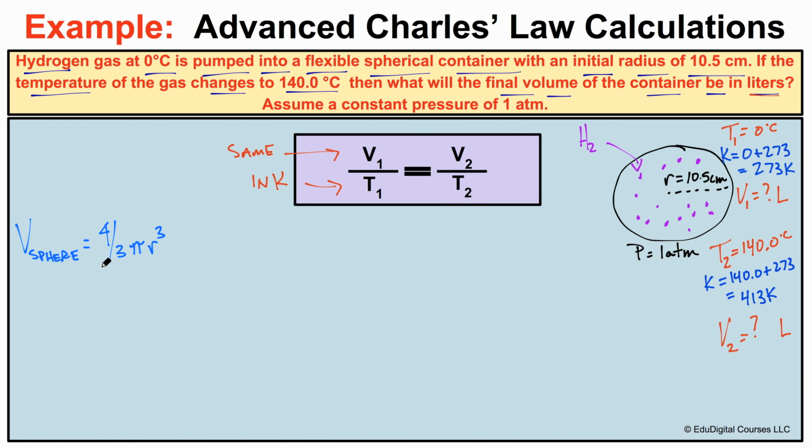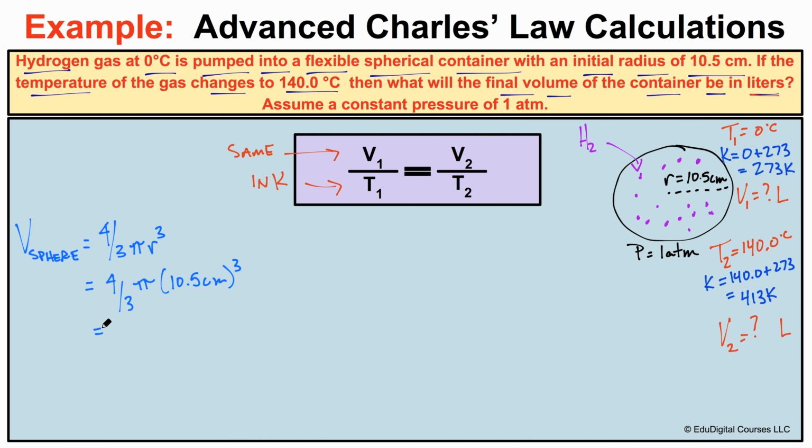And so you learned this formula in geometry class, and even if you didn't, you can Google the volume of a sphere, and that's what it's going to be, 4/3 pi r cubed. So we're going to take 4/3 times pi times the radius, which it tells us is 10.5 centimeters, and we're going to cube this.